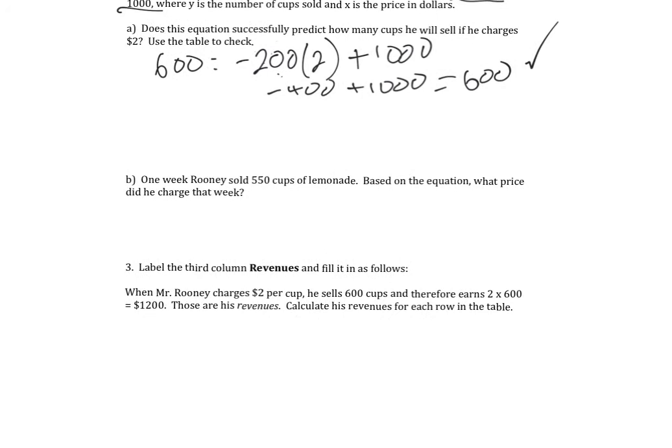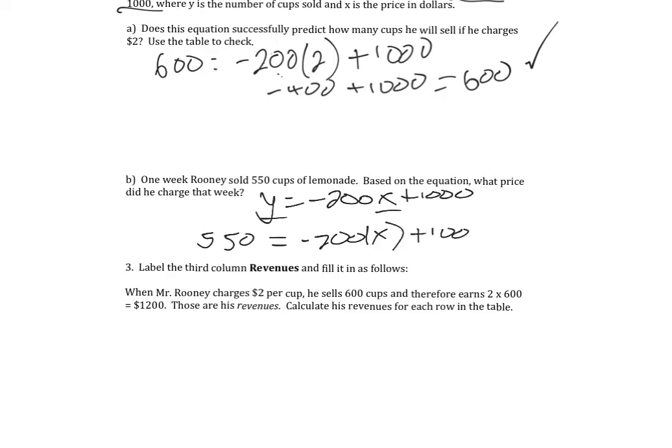But then we said, all right, what if I sold 550 one week and I want to know what price I charged because I can't remember? Well, now we're not plugging in for x, we're plugging in for y, because again y equals negative 200x plus 1,000, where x represents the price and y represents the number of cups. So we're saying, what if y is equal to 550? What then must our value of x be?